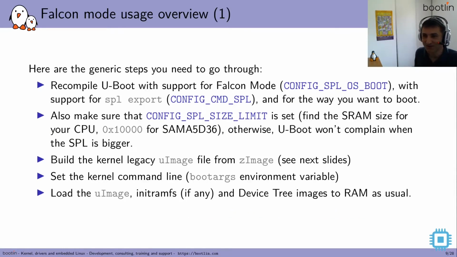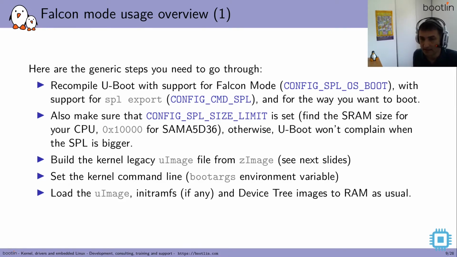So here's how to use the Falcon mode. You'll first have to recompile U-Boot with support for Falcon mode, that's SPL OS boot, and also for support for the SPL export command and the way you want to boot, on MMC or NAND flash. Also make sure you set an SPL size limit that corresponds to the SRAM size of your CPU. On SAMA5D3, it's 64 kilobytes. Otherwise, U-Boot won't complain when the SPL is bigger, and the SPL won't work.